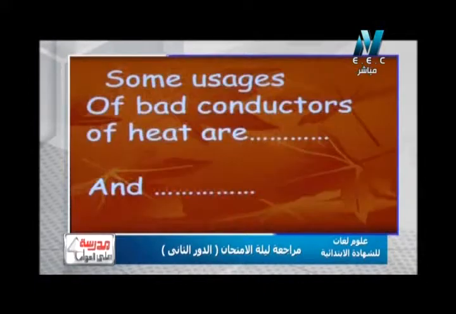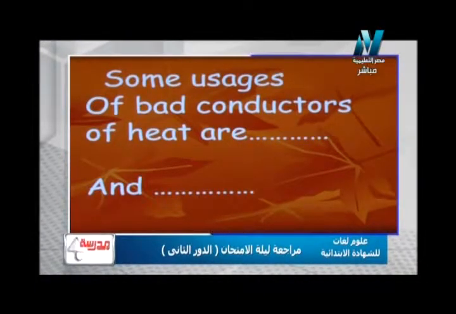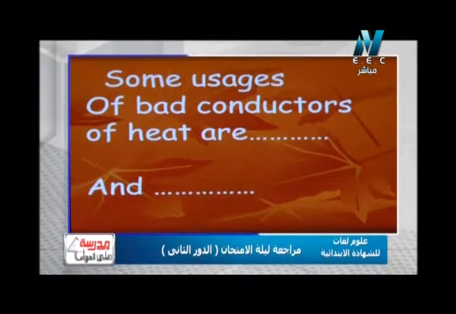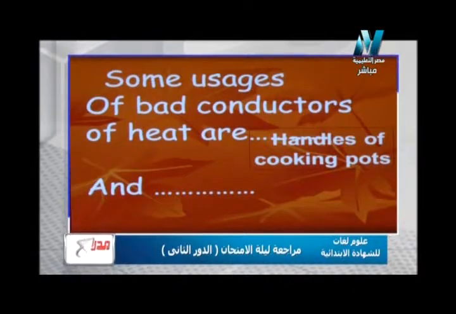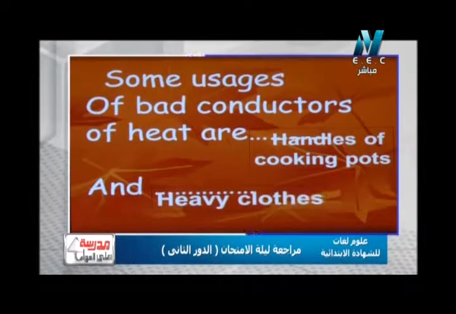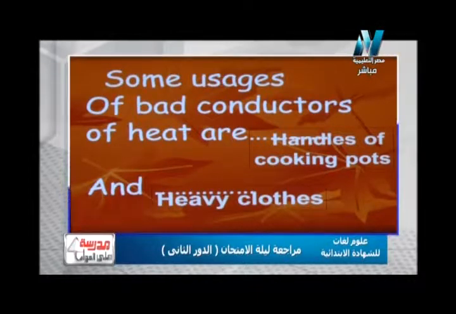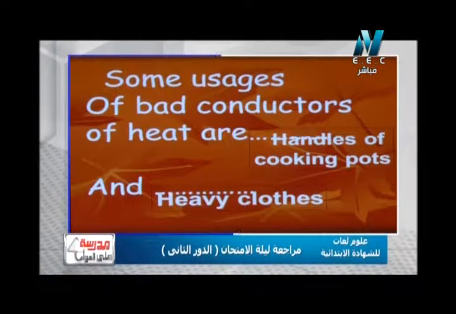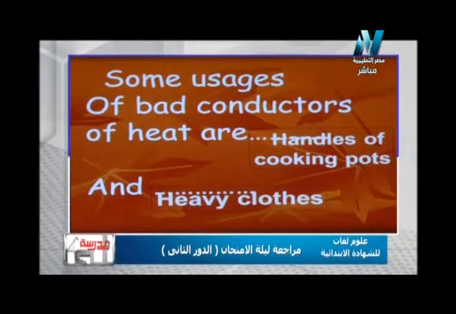So another question says some uses of bad conductors of heat. Again, notice here, I am asking you for uses, not examples of bad conductors. So I want uses of bad conductors. Here I can use bad conductors such as plastic in handles of cooking pots, and also heavy clothes which are manufactured from wool, because they are bad conductors of heat. So again, some uses of bad conductors of heat such as handles of cooking pots and also the heavy clothes.